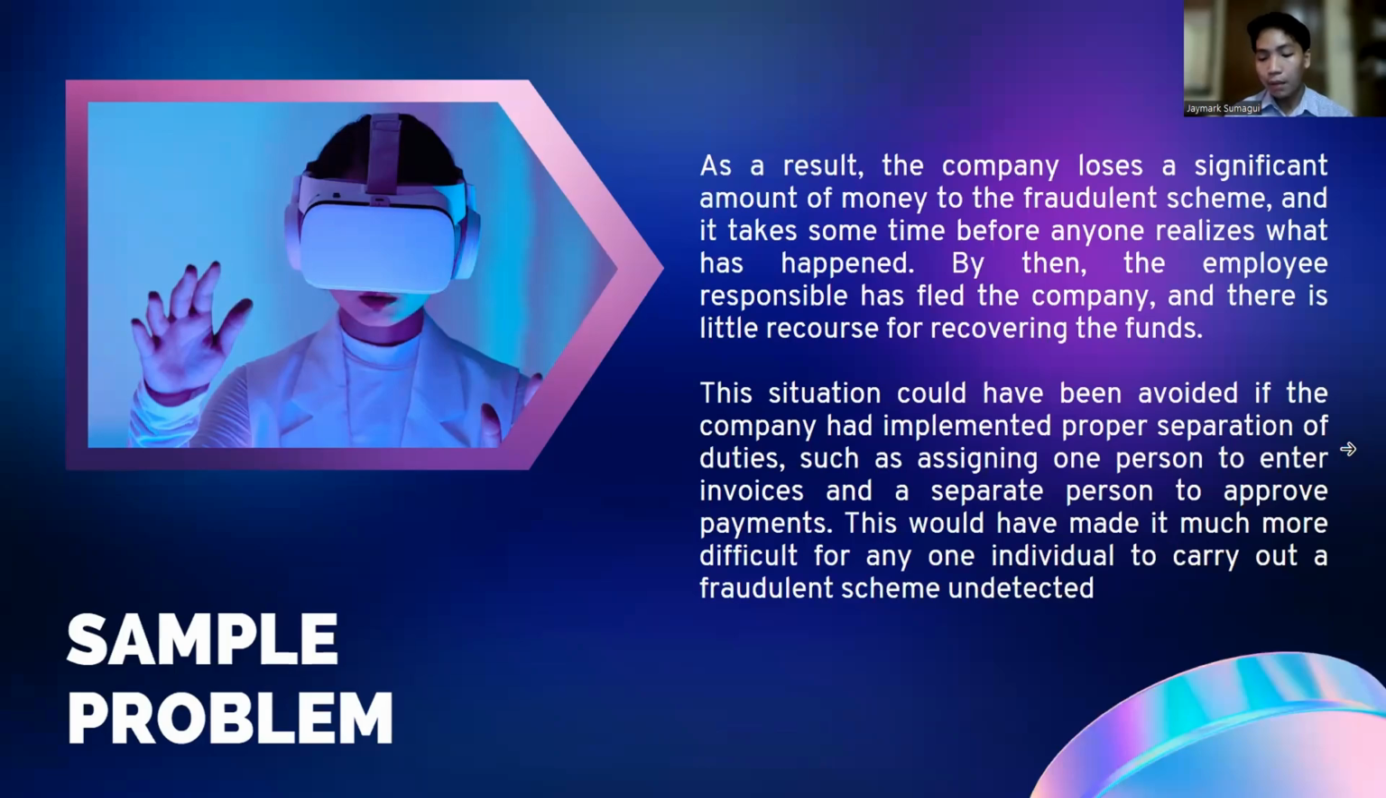As a result, the company loses a significant amount of money to the fraudulent scheme, and it takes some time before anyone realizes what has happened. By then, the employee responsible has fled the company and there is little recourse for recovering the funds. This situation could have been avoided if the company had implemented proper separation of duties, such as assigning one person to enter invoices and a separate person to approve payments. This would have made it much more difficult for any one individual to carry out a fraudulent scheme undetected.